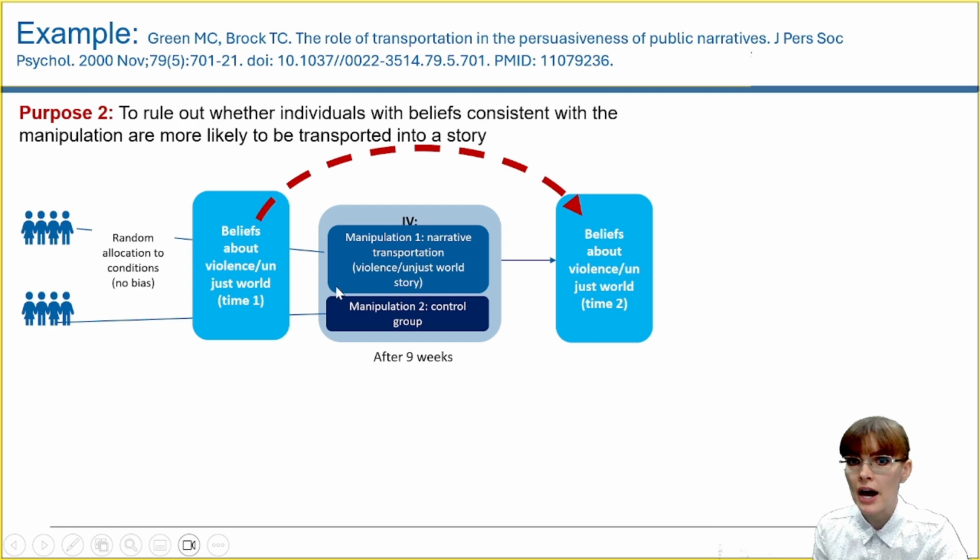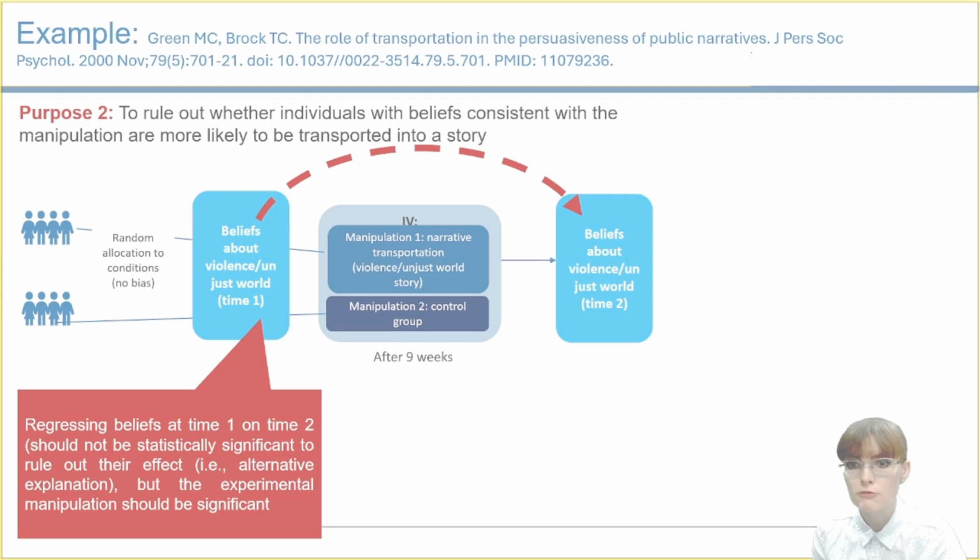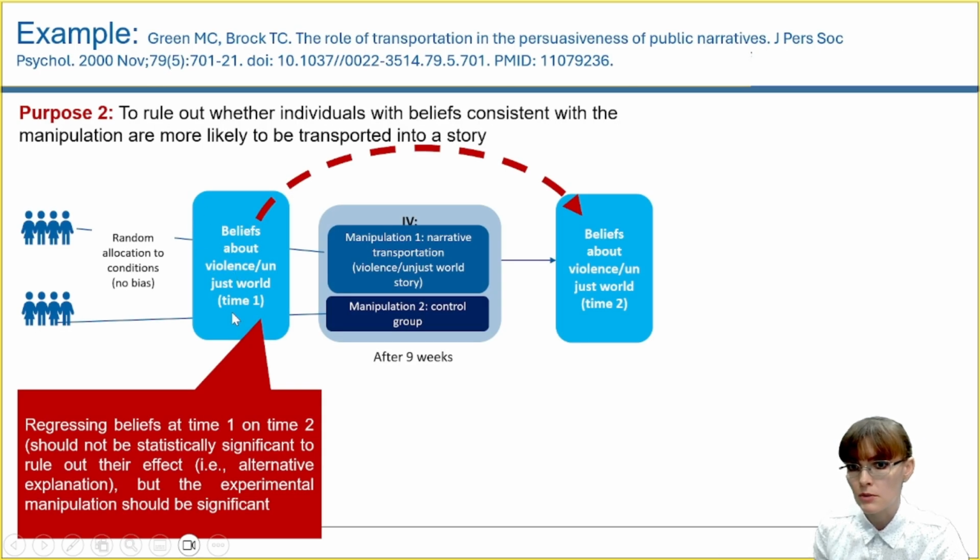And to rule this out and to actually establish with certainty it was your manipulation that resulted in variations and changes in beliefs, they've collected data about the beliefs about violence and unjust world before they exposed people to their own interventions. And to rule out the effect of beliefs at time 1 on beliefs at time 2, they regressed the beliefs from time 1 onto beliefs at time 2.